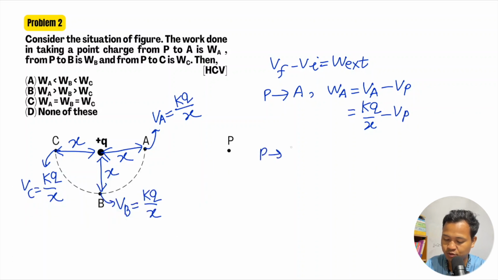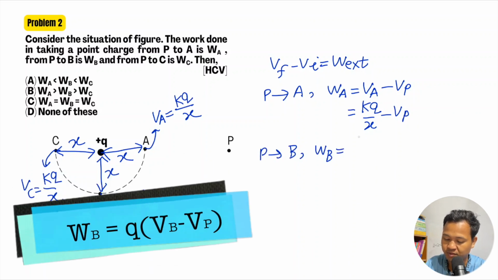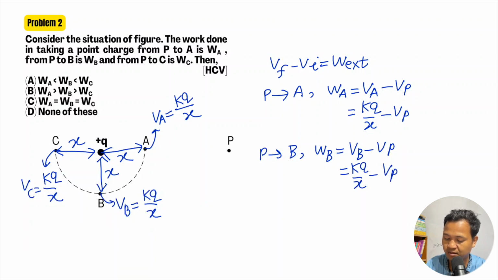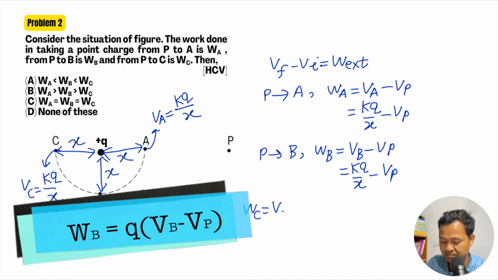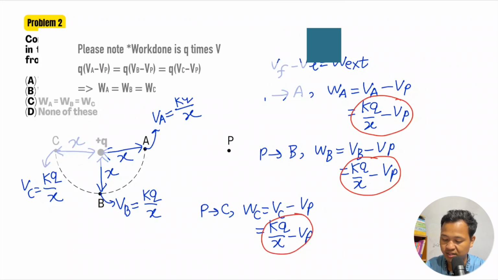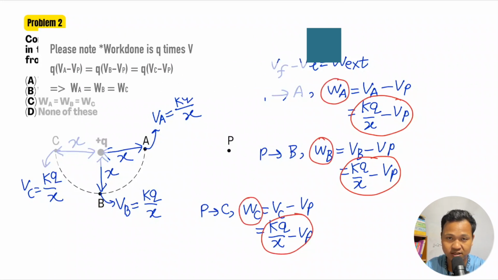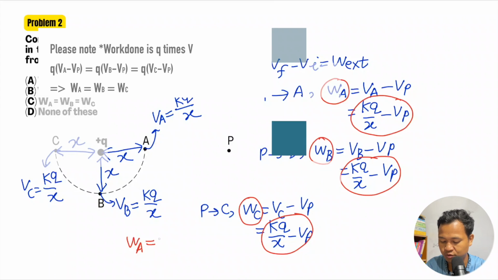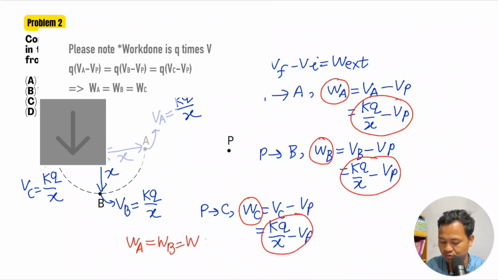Similarly, from P to B the work done is the potential at B minus the potential at P, which is KQ divided by X minus VP. From P to C, again the same thing: VC minus VP, and VC is KQ divided by X minus VP. The values are the same, that means the left hand side should also be equal, right? So the condition is the work done from P to A is equal to the work done from P to B is equal to the work done from P to C.